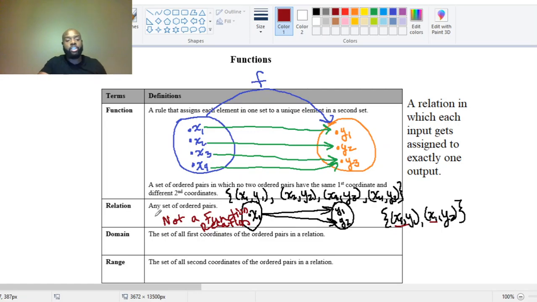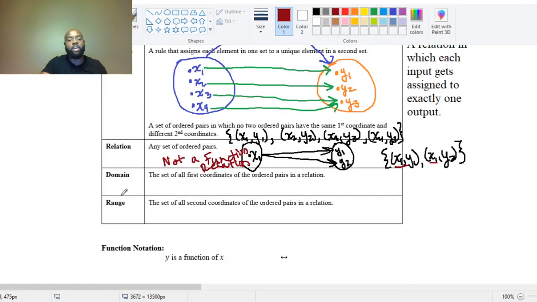Some information related to functions. These are two very important things, and these actually relate to both relations and functions. You can find their domain and range. The domain is your set of all first coordinates to your ordered pairs, and in math we usually use our input value as x when we're talking about function notation. So it's your set of all x values where your function is defined if you're talking about a function, or just your set of first coordinates if you're talking about a relation as a set of ordered pairs. And then your range is your set of all second coordinates of your ordered pairs in your relation.